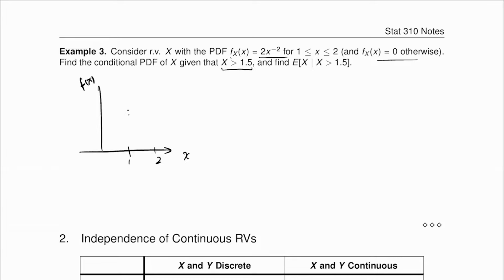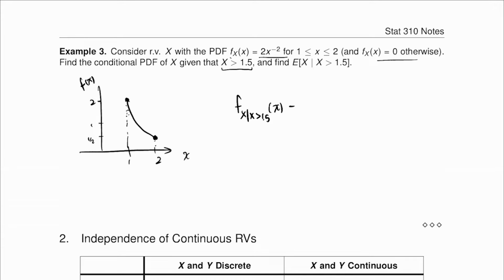Let's say this is 1, this is 2, this is f of x, and 2, we have 2 over here, 1, and this is 1.5. The distribution looks something like this. So this is the PDF, sorry, for x. Now we have to find the distribution of x given that x is greater than 1.5, right?